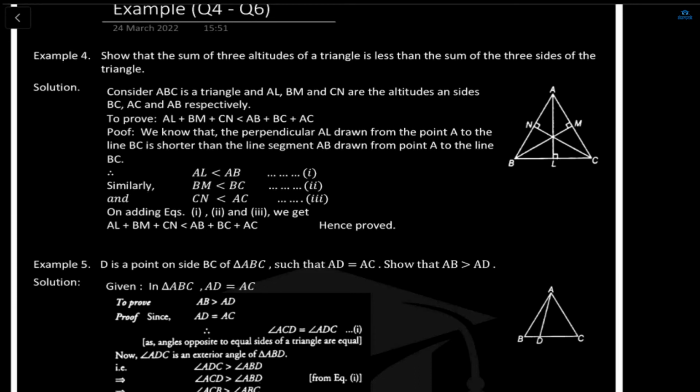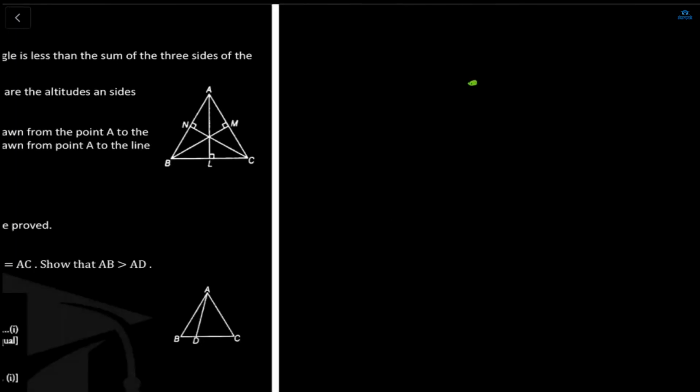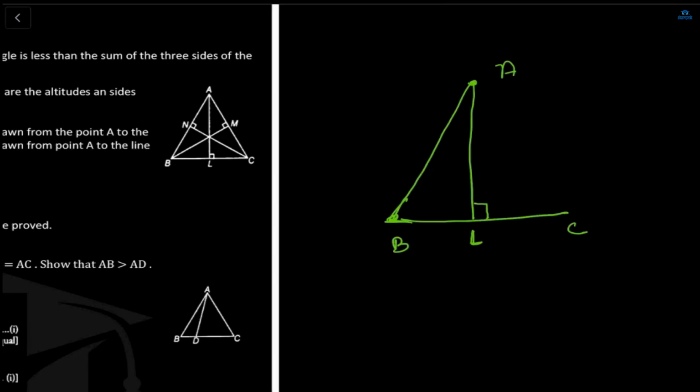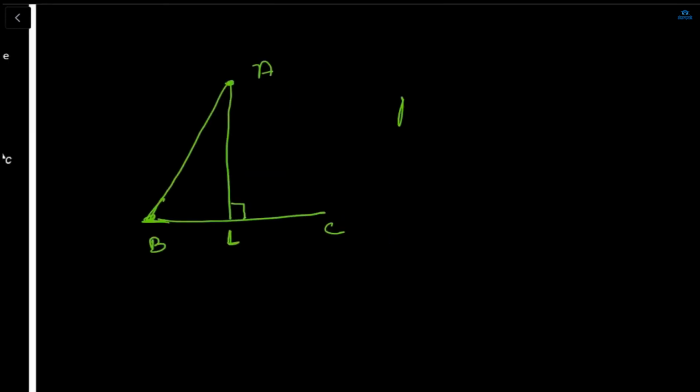So how can we say that? See, if you see only one altitude, this is point A and this is line segment BC. If you join A to B, and this is your altitude, obviously you can see AL will be less than AB. Yes or no? Because this is a perpendicular distance. The altitude is the shortest distance from that point to the segment. You already know it is the shortest distance, so this AL will be less than AB.